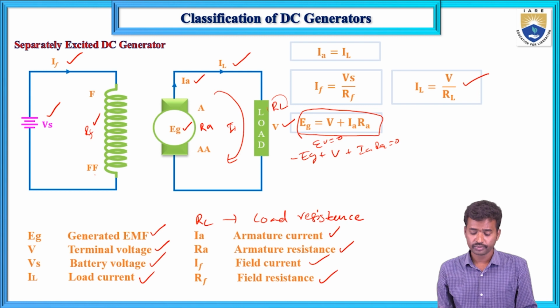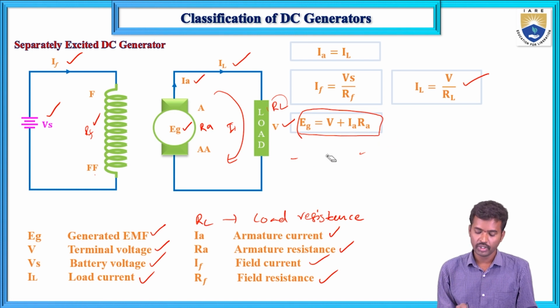Here EG equals V plus IARA, where IARA is the armature resistive drop, and V is the terminal voltage. So if you apply KVL, the algebraic sum of total voltages in a loop equals 0. Now EG equals V plus IARA.